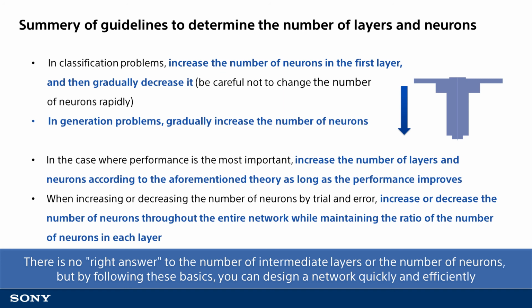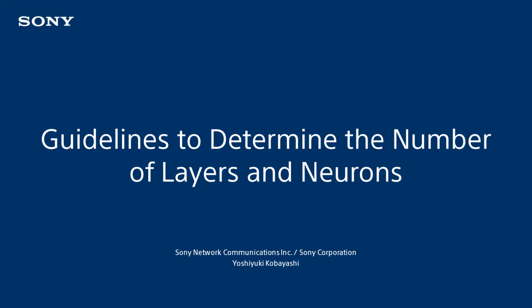When increasing or decreasing the number of neurons during the process of trial and error, you can do so while maintaining a configuration of the number of neurons that has been optimized to a certain degree by doubling the number or cutting it in half throughout the entire network while maintaining the ratio of the number of neurons in each layer. As I discussed in the previous video, Basics of Designing Neural Network, although there is no right answer regarding the number of intermediate layers or the number of neurons, following these basic guidelines should allow you to design neural networks quickly and efficiently.